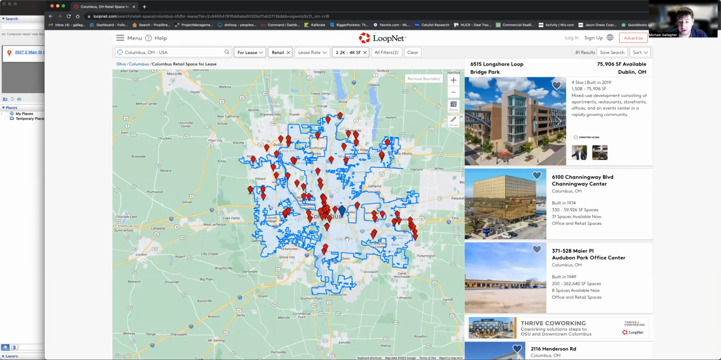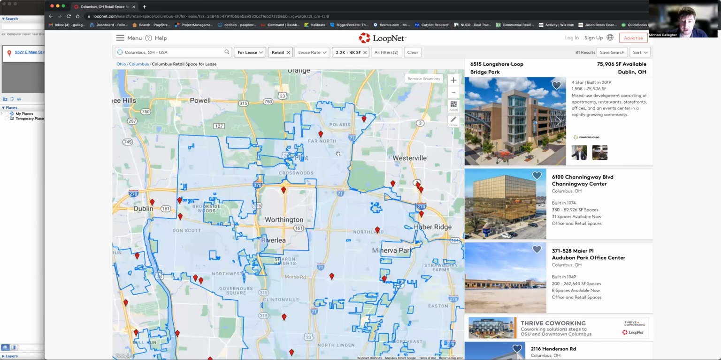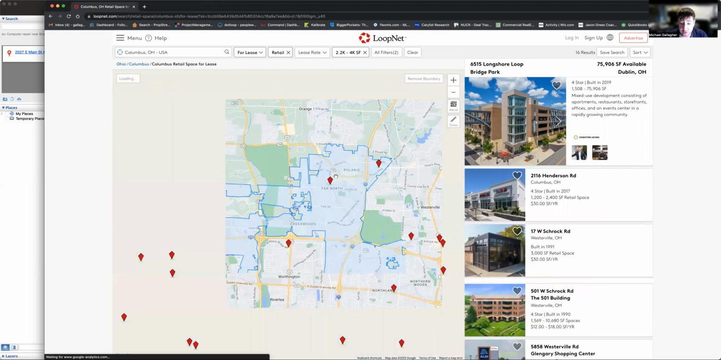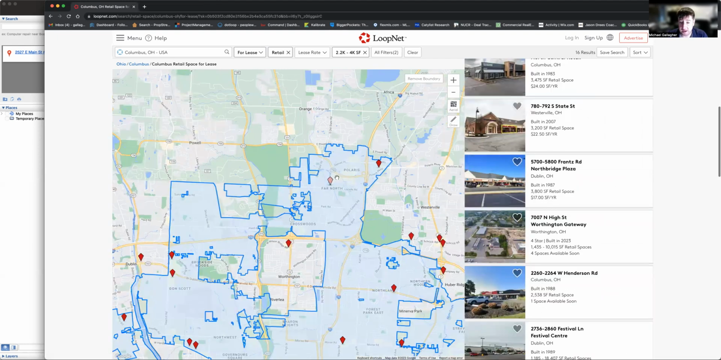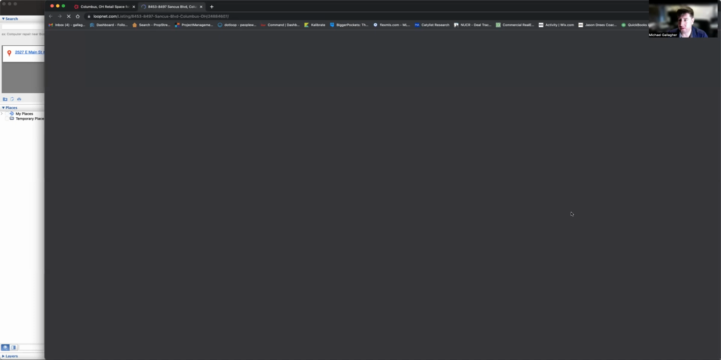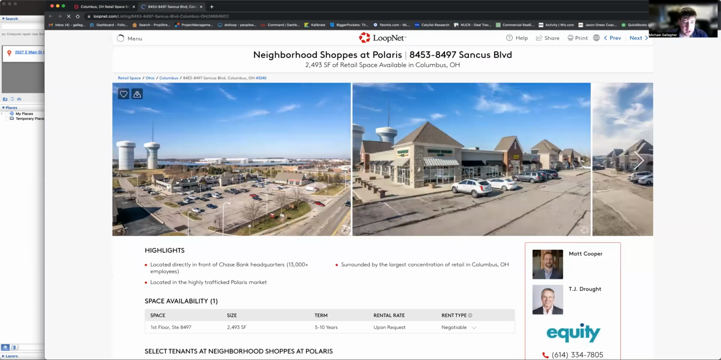So say I wanted to be up here in Lewis Center, right? That was my market. That's where I wanted to be. We're up around Polaris. We like it up here. So we've got two options, right? We've identified this market. It meets our analytical needs. And now we're looking at the two options. So we are going to take a look at 8453 Sencus Boulevard, whatever that is.